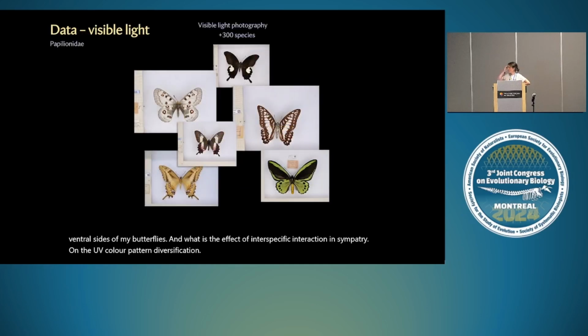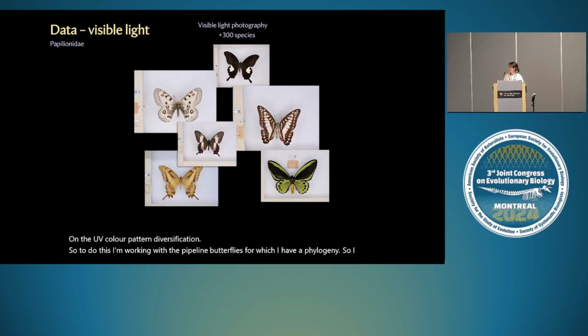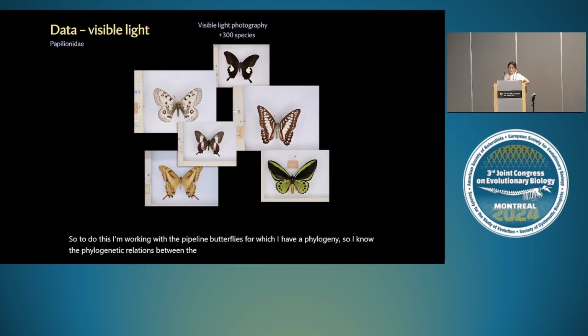To do this, I'm working with the Papilionidae family, the swallowtail butterflies, for which I have a phylogeny, so I know the phylogenetic relations between the species. I also have a visible light photography dataset of the specimens of the Natural History Museum in Paris for more than 300 species. This family is very interesting because species display a wide variation of both color pattern and wing shape, as you can see in the picture.